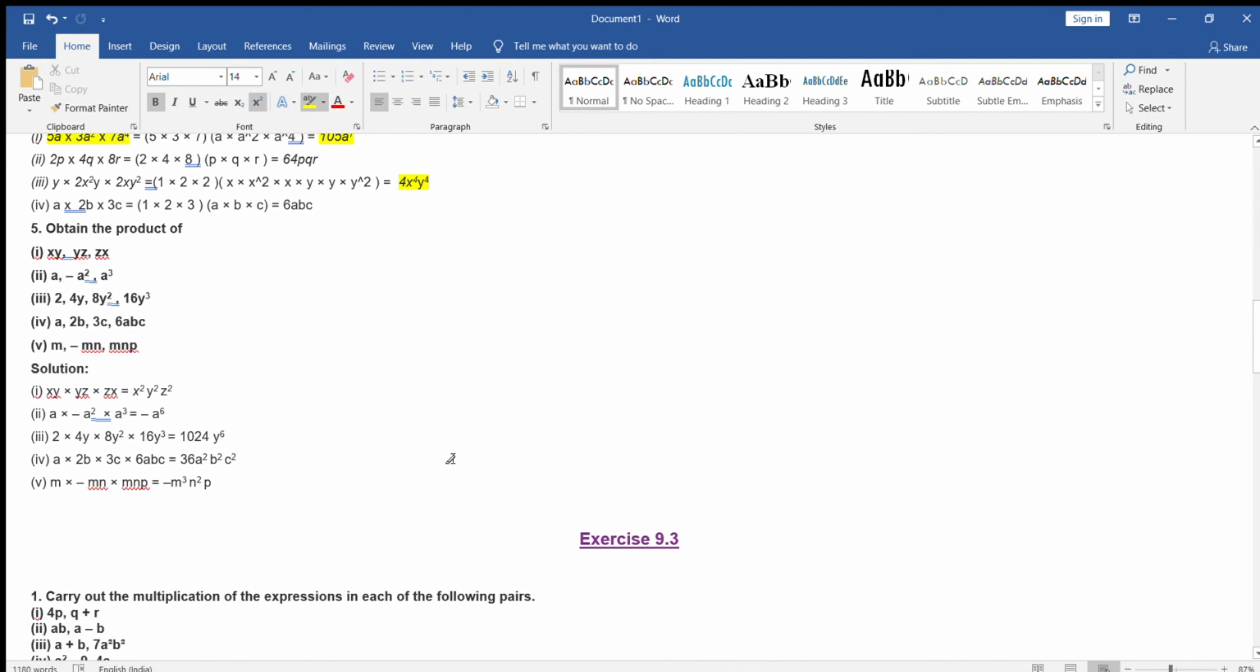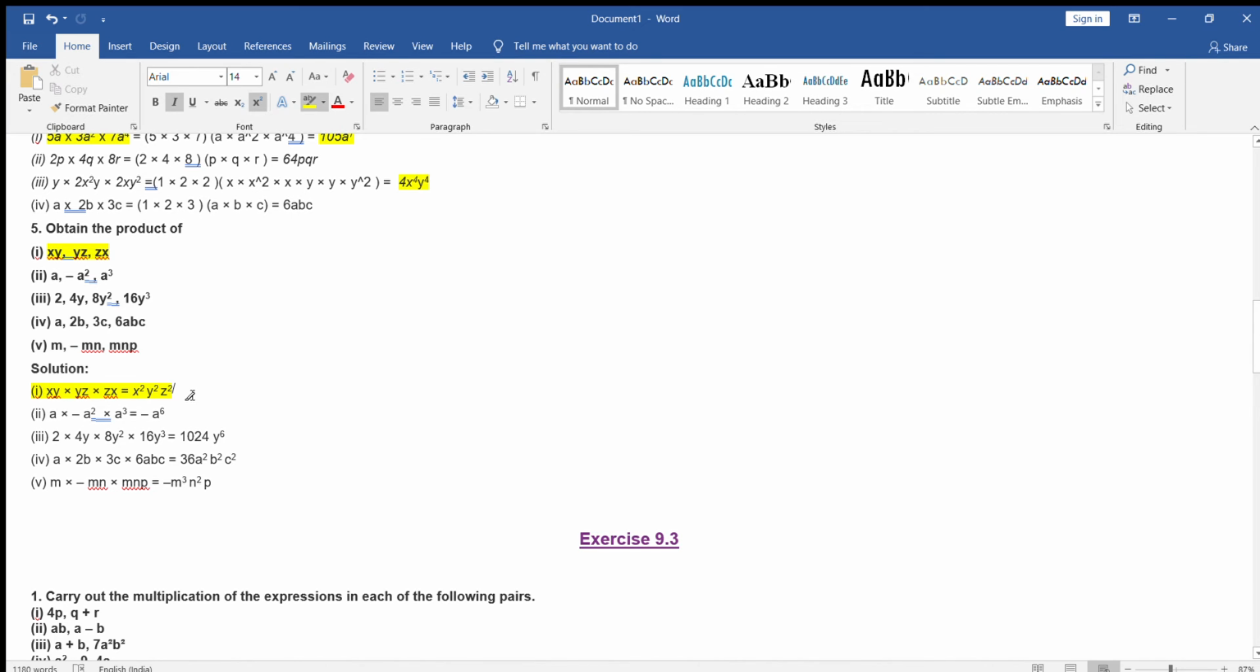Okay, the question will be similar. Now see, here also you have to find the product. Product means multiply. So when you see the question, you can easily find out the answer for it. Just on seeing this question, just see. X is 2, so x to the power 2. Y is 2, so y to the power 2. 2z are there, so z to the power 2.